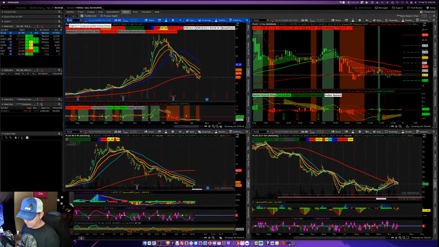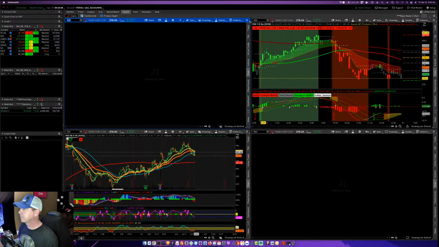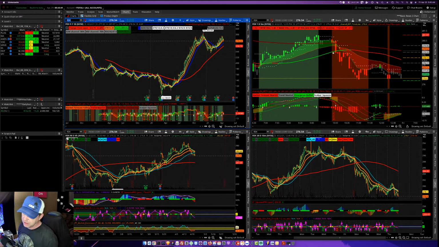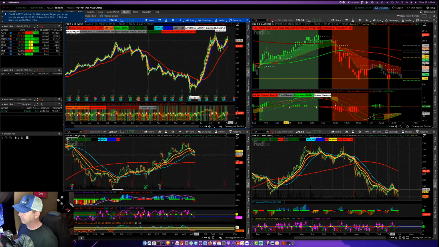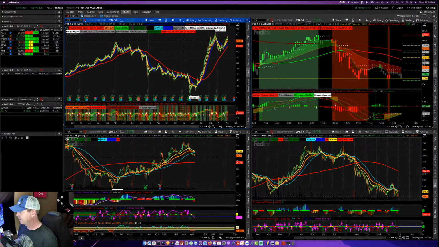All right, we're going to go with Fedex first. This chart that you see to the right is a new tool that I've been test driving. It is a super powerful set of indicators provided by some very smart people that have made the transition from trading futures. They're moving over to starting to trade equities, and their tool is amazing.